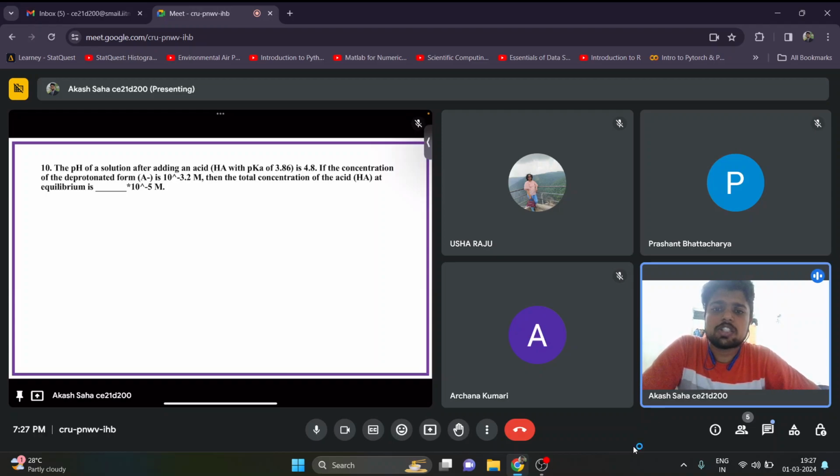Then the concentration of acid at equilibrium is. So at equilibrium, we have to find out the concentration of acid. So we don't know the acid concentration. So can somebody tell me which formula can we use? I will also derive the formula for you if needed. If you know the formula, you can directly tell me, then we can see how to solve this problem.